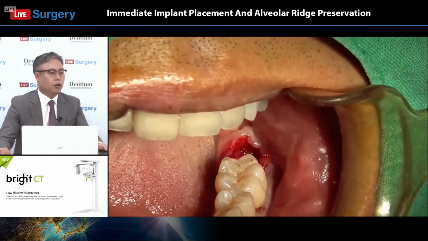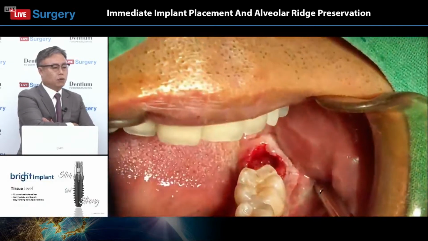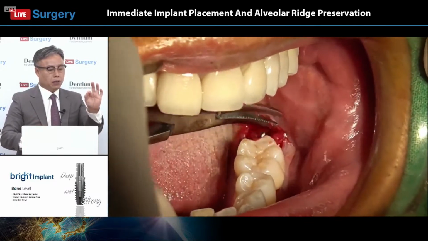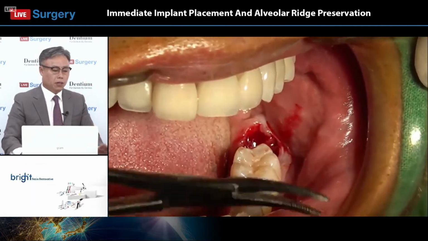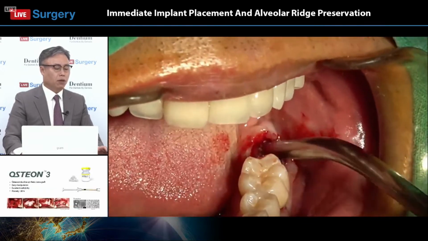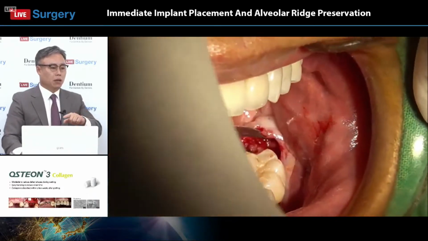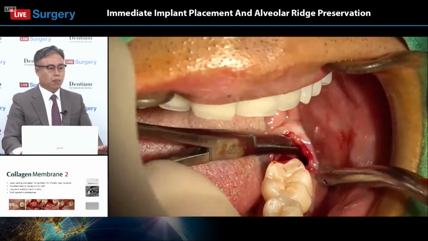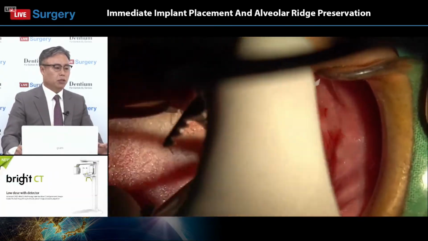I should have mentioned the anatomic structure. Usually after second molar extraction, if the distance from the root apex to the inferior alveolar nerve is close, we should be very careful not to damage the inferior alveolar nerve. But in this case, there was quite a lot of bone between the apex and the mandibular canal. Therefore, we have to do thorough removal of the granulation tissue after tooth extraction.